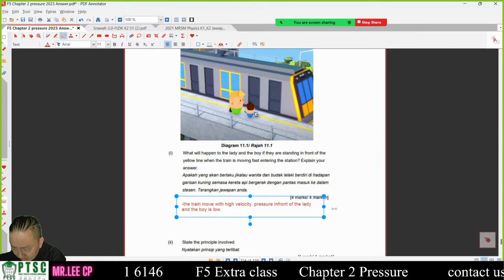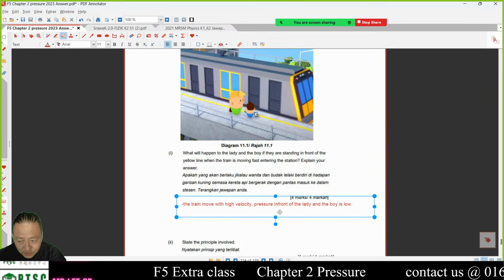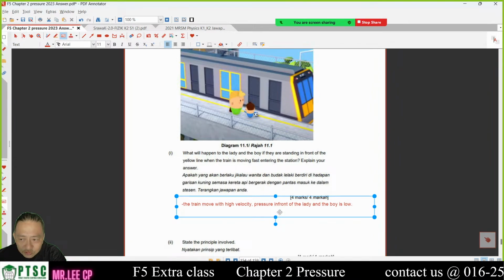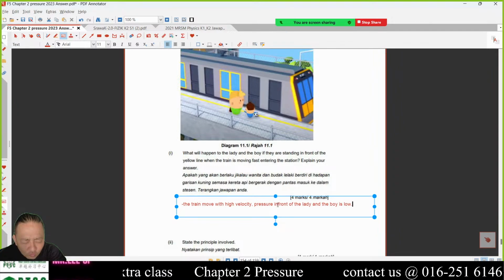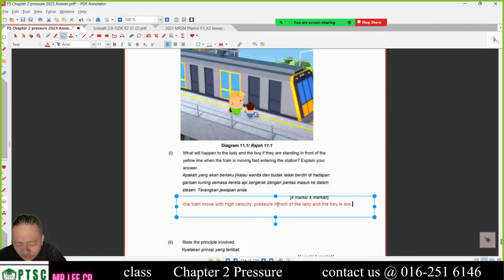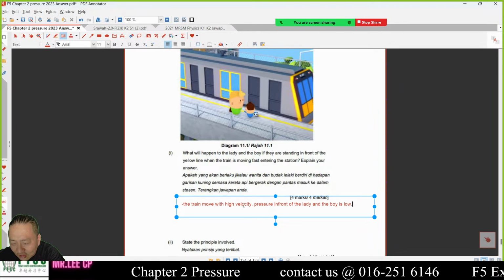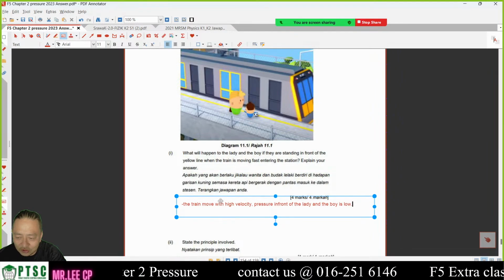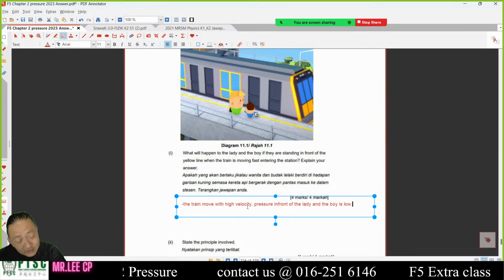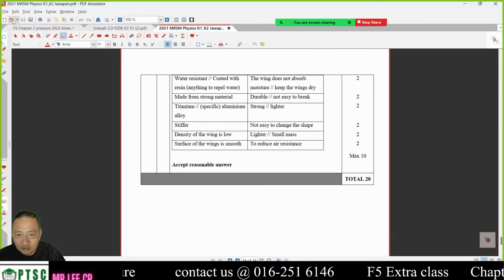Now, some of you answer it this way: the train moves fast, pressure low. I want the words "high velocity". I don't want to see the word "fast". I know the meaning is the same, the meaning of high velocity and fast is the same.